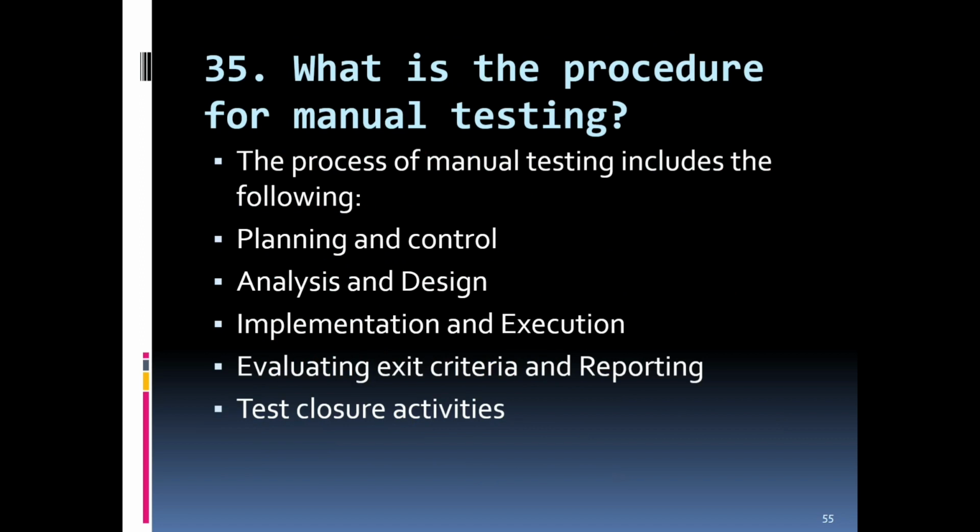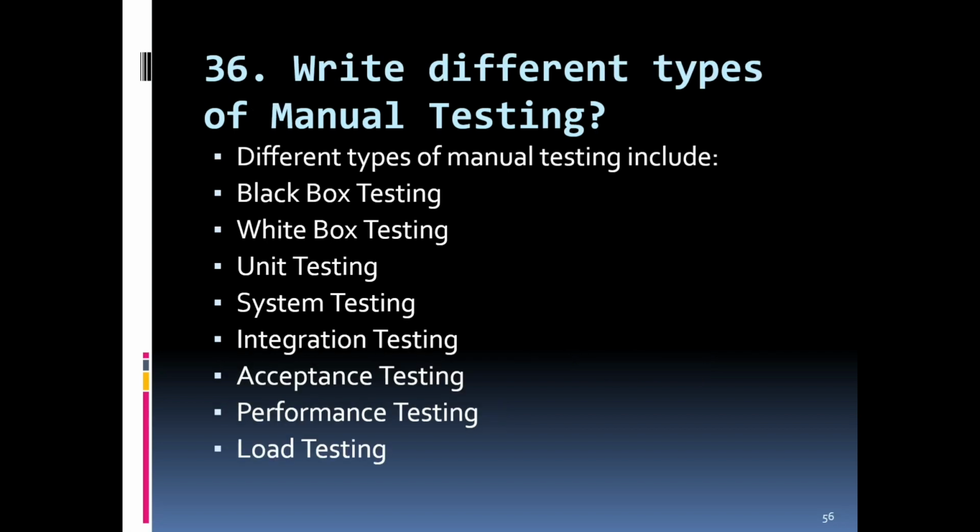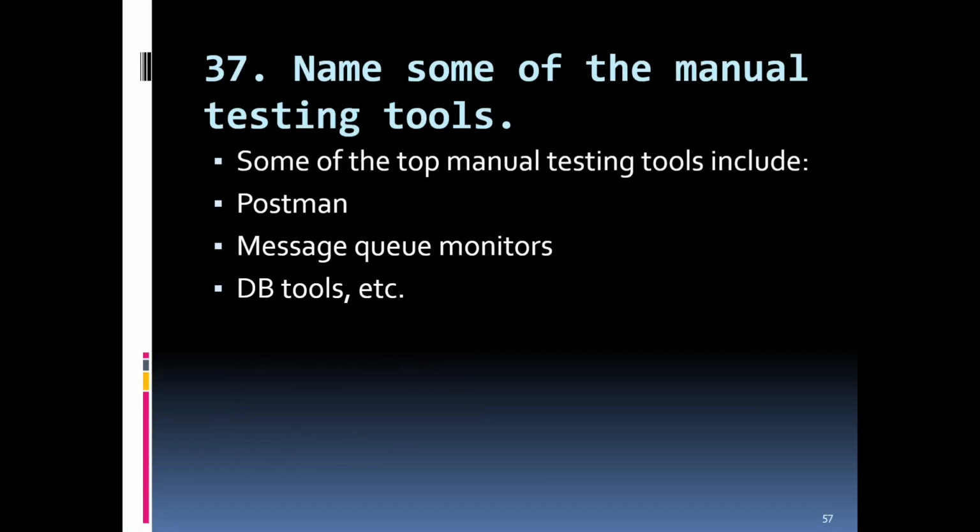So next question is, what is the procedure for manual testing? There is not such a big procedure. There are a few steps: planning and control, analysis and design, implementation and execution, evaluating exit criteria and reporting, and then the last, test closure activities. Okay, so write different types of manual testing: black box testing, white box testing, unit testing, system testing, integration testing, acceptance testing, performance testing, load testing. So these are a few basic types of manual testing. Name some of the manual testing tools. Some of the manual testing tools are Postman, message queuing monitors, and DB tools. These are a few testing tools.